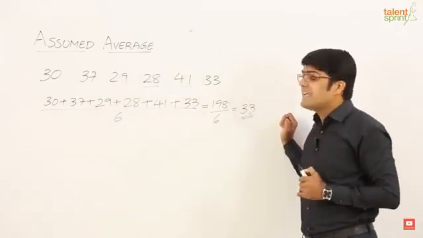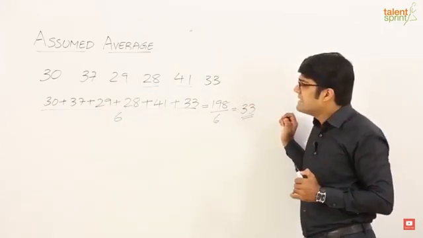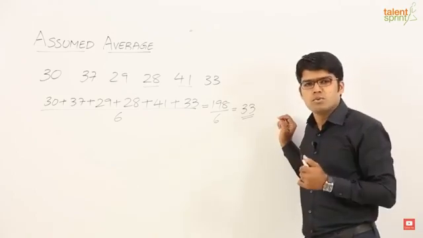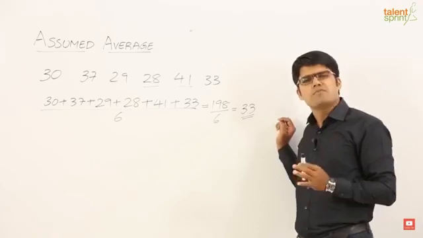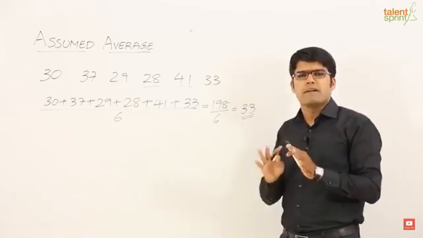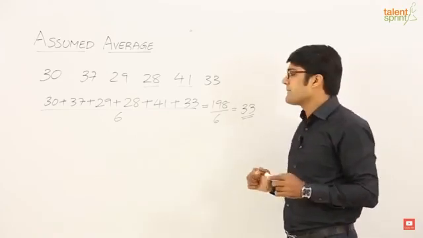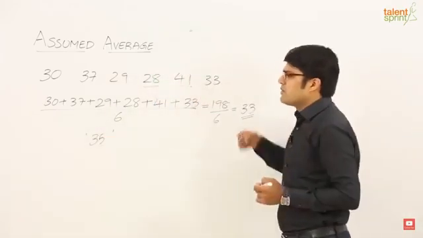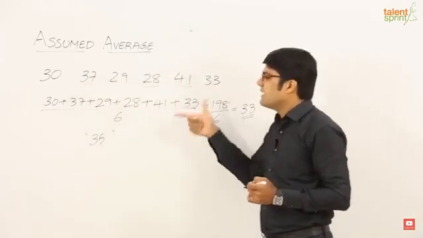Now what is 28 plus 41? 69. Now take the average of 69, 28 plus 41 upon 2. It comes out to be 34.5. So we can say that the assumed average is 35, right? Somewhere close to 35. Now that's what we have, right? The assumed average, or we can say we are assuming the average of these values to be 35.